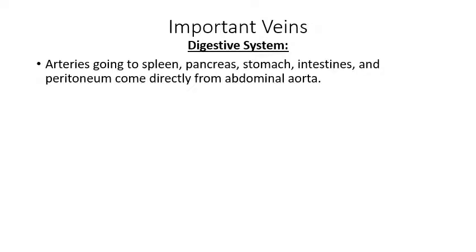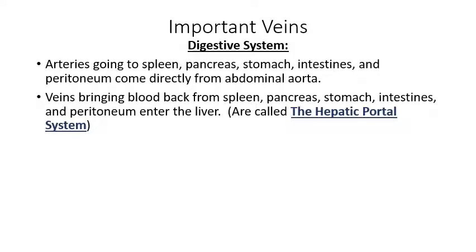Let's look at the arteries and the veins that supply the digestive system for a minute. Okay, you know that when you digest food, it gets broken down in the small intestine. The food, the amino acids and the lipids and so on get absorbed by the veins that surround the small intestine. And from there, they're carried to the liver.